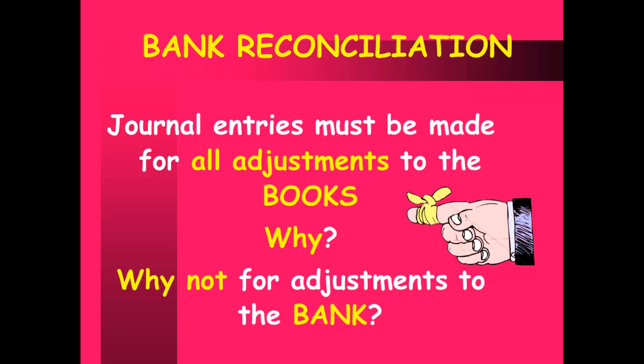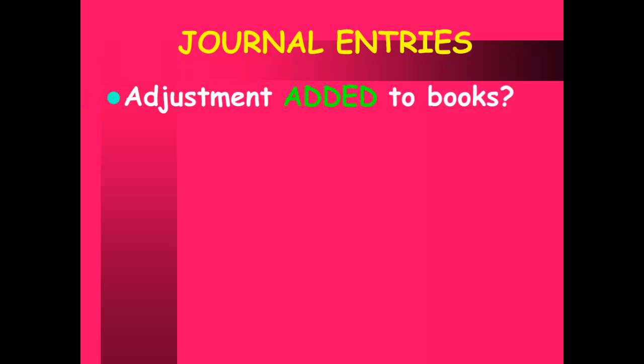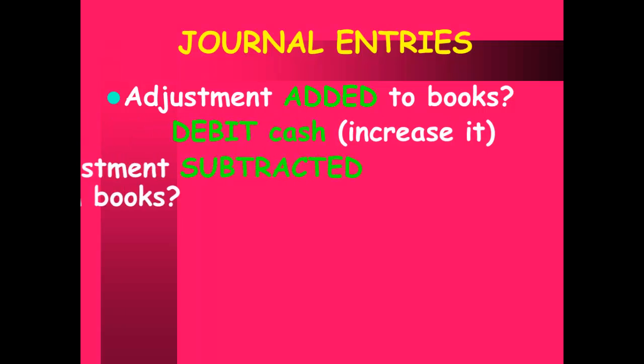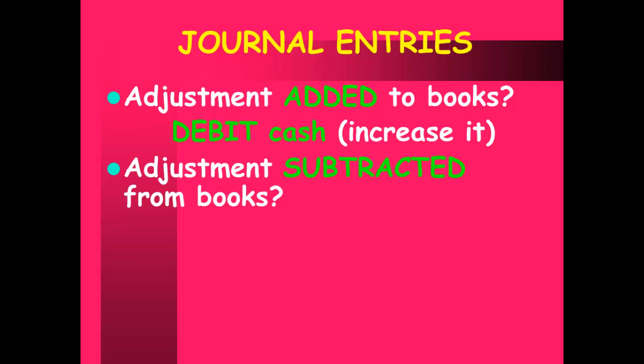The bank will take care of them. The outstanding checks should clear next month. The deposit in transit should show up next month. And the bank errors, when we pick up the phone and call the bank, they're going to fix them next month. So we're going to make an entry to fix every item which is an adjustment to the books because our books are wrong. If the adjustment was added to the book balance, that means I need to make it go up, and so I need to debit cash to increase it. If the adjustment was subtracted from the books, that means I need to make cash go down, so in my journal entry I need to credit cash.